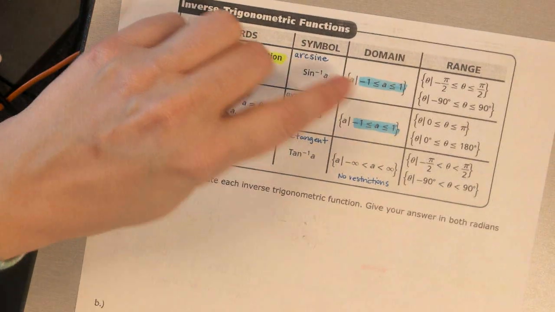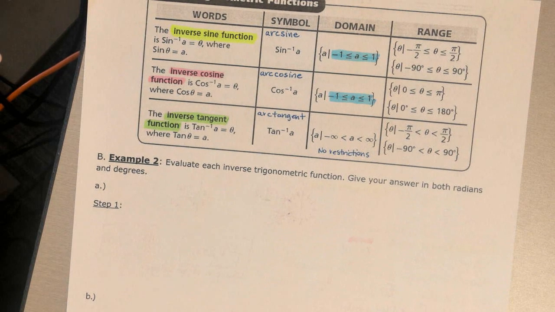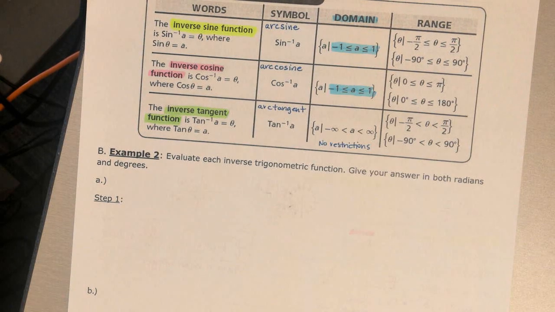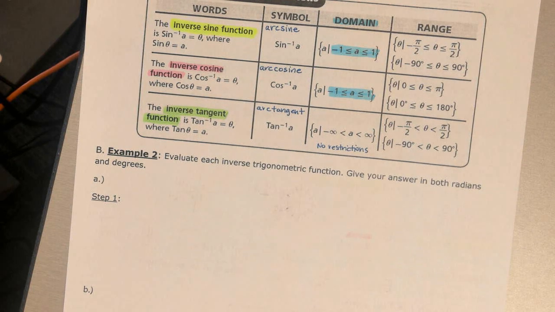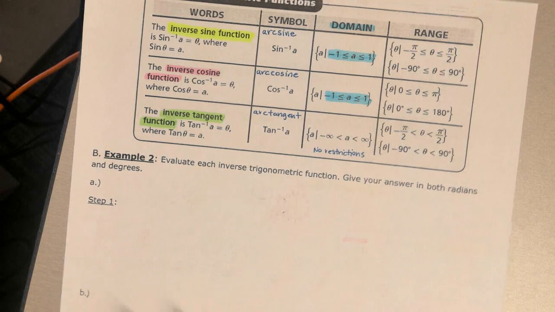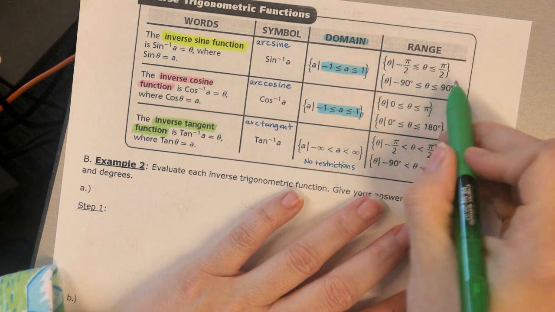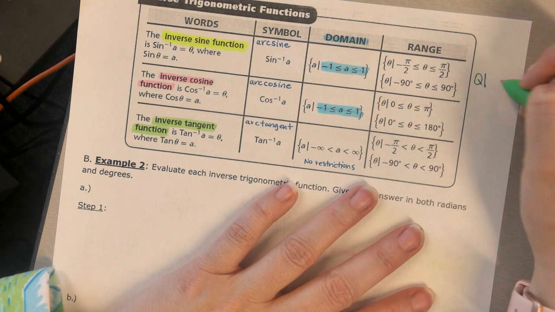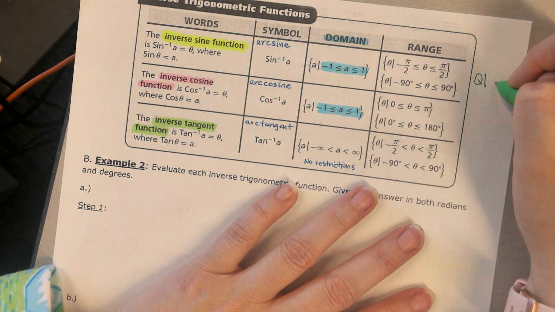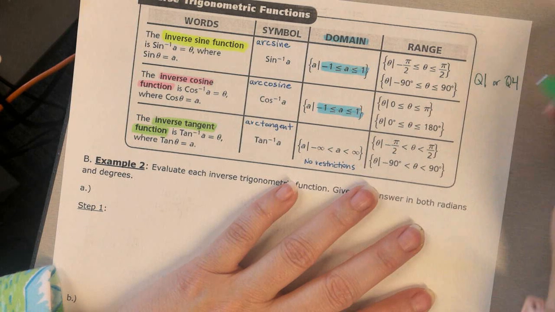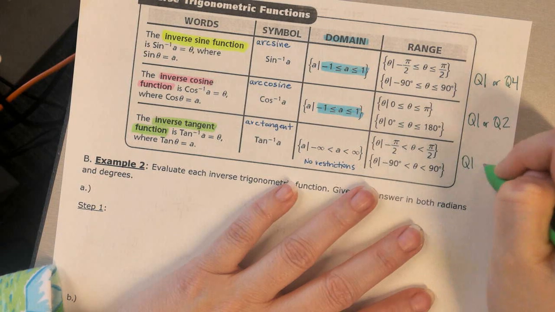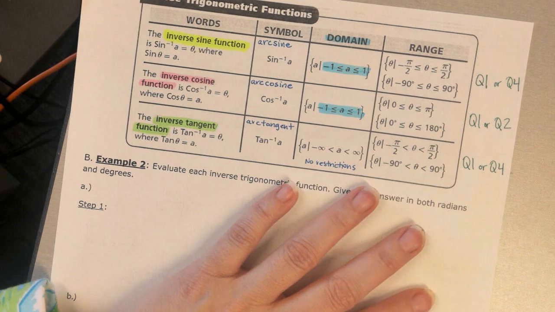And when you plug in those values, the range, which is the output, is going to be exactly what we just talked about. So for the sine function, this is telling you that your range is going to have to be somewhere in quadrant 1 or quadrant 4. This one is quadrant 1 or quadrant 2. This one is quadrant 1 or quadrant 4.